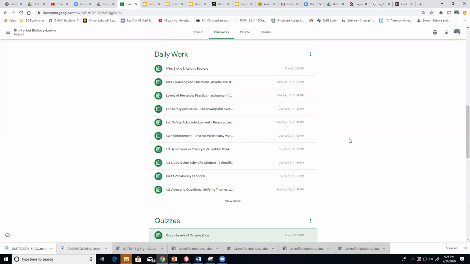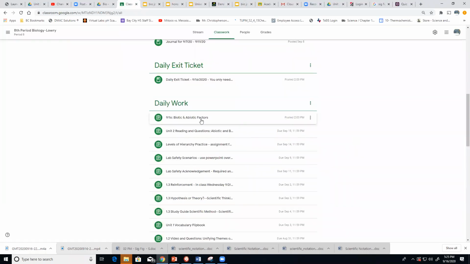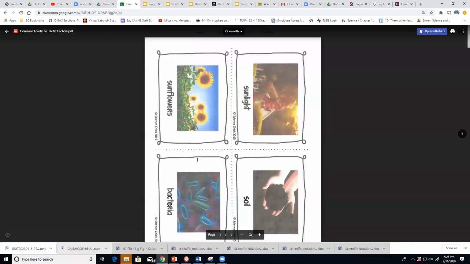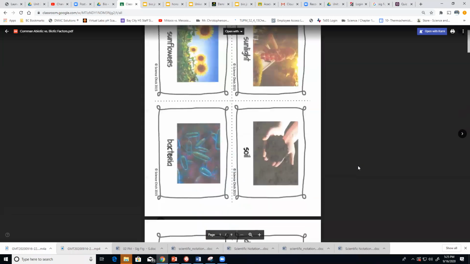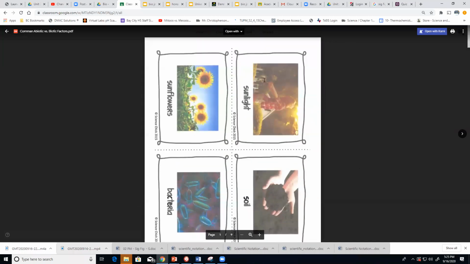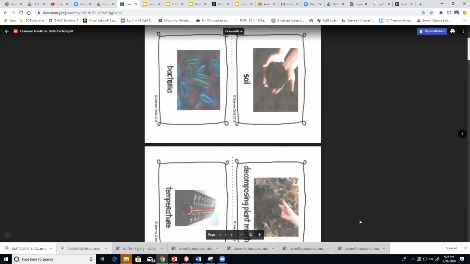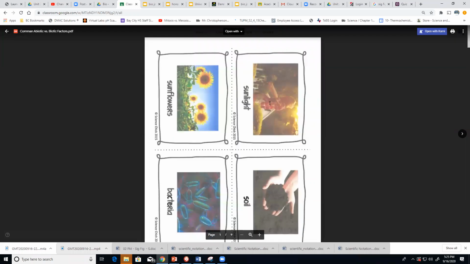After you've done that, then in class we did a gallery walk. So you'll do the same thing. You have all of these pictures and you need to look at each one individually. So sunlight individually, sunflower. So each paper has 4 pictures and you need to see whether they're biotic or abiotic.